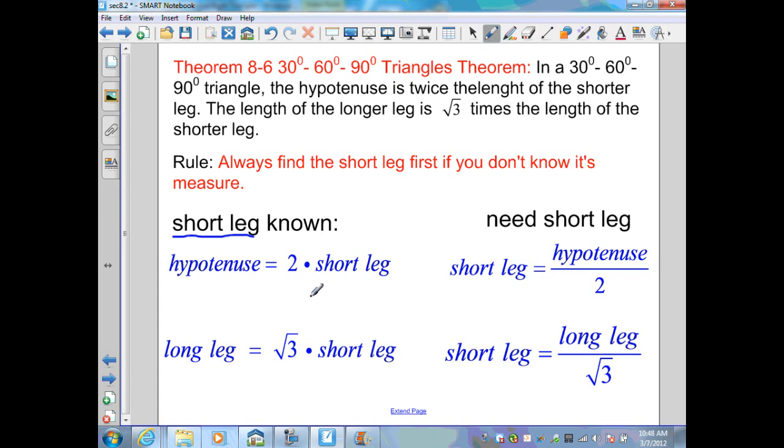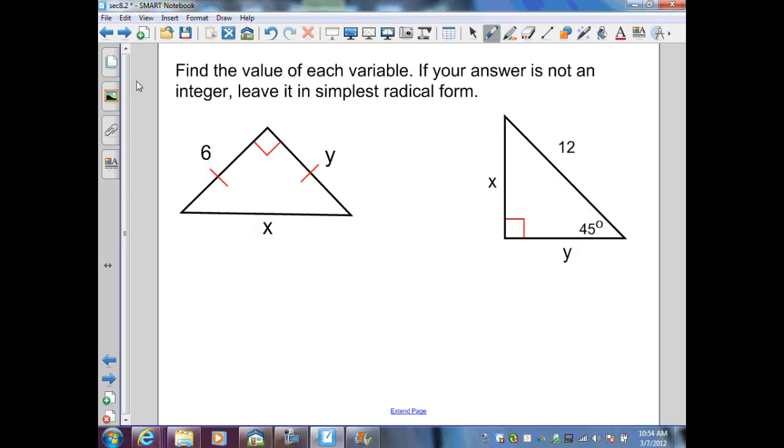So you need to have written down 3 sets of formulas: one for the 45-45-90, one for the 30-60-90 if I'm given the short leg, and a set for the 30-60-90 if I need to find the short leg. And let's use these to solve the next set of examples. You should have those formulas written down as we work through these examples. Here, we want to find the value of each variable. If your answer is not an integer, leave it in simplest radical form.